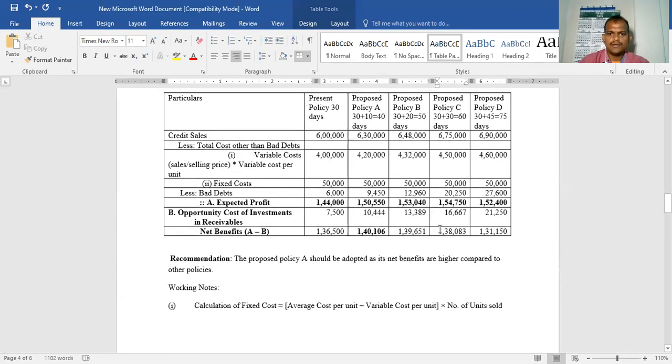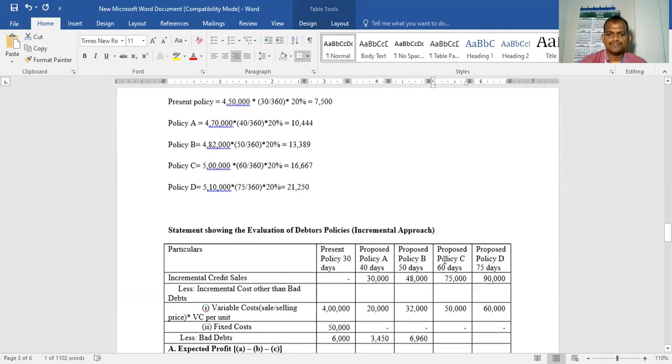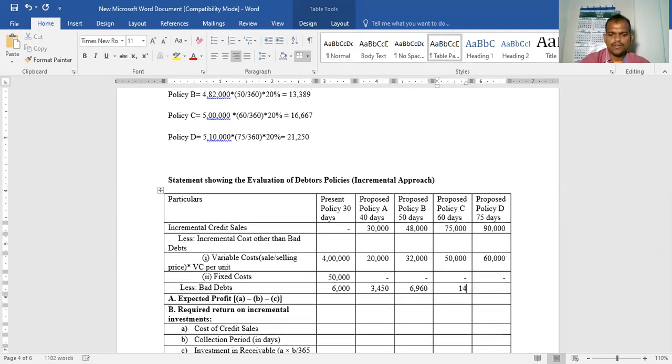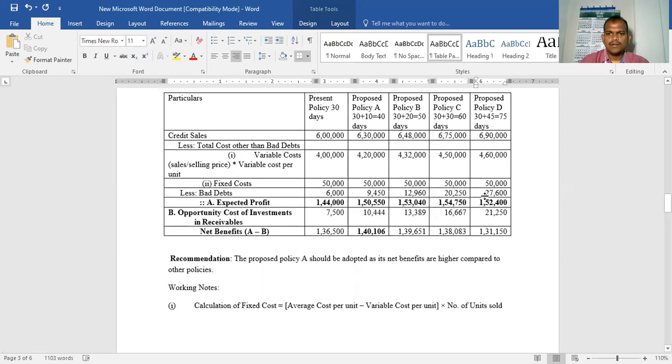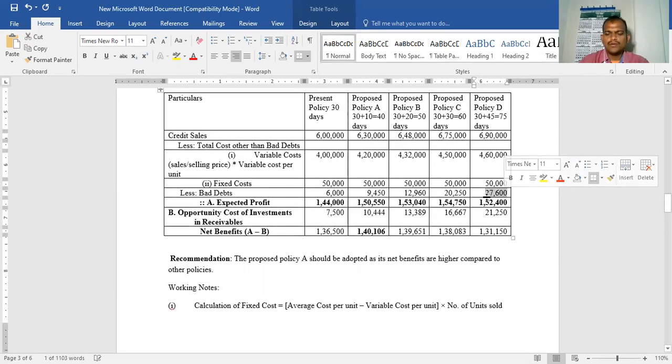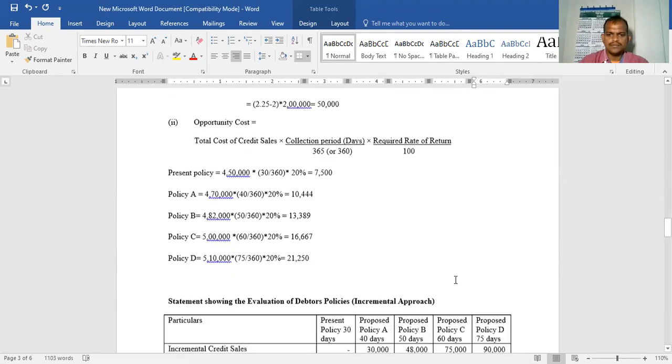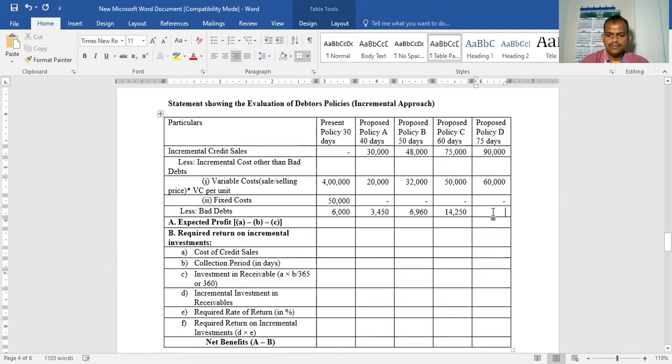And here 20,250 minus 6,000, 14,250. And here 27,600 minus 6,000, 21,600.